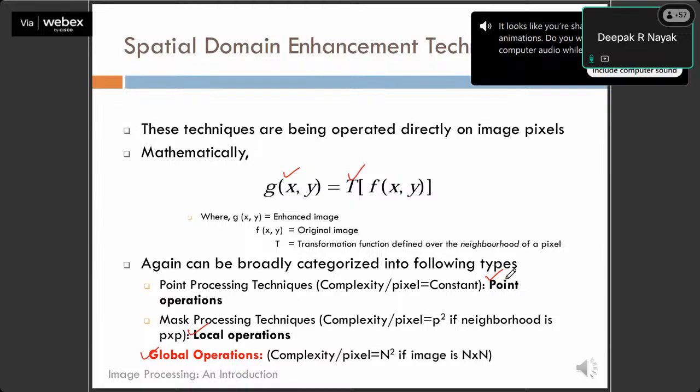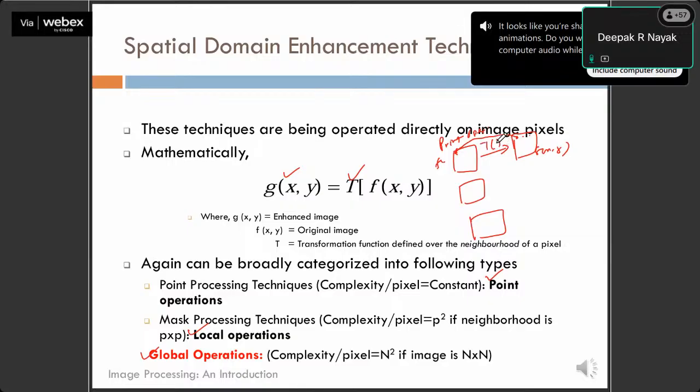What do you mean by point operation? What do you mean by local operation? And what do you mean by global operation? Let me just give you an overview. Let us first talk about point operations. So this is f(x,y) and this is g(x,y). In a point operation, every pixel in g(x,y), the enhanced version of this input image, is only dependent on the corresponding pixel in the input image. I hope you got my point.